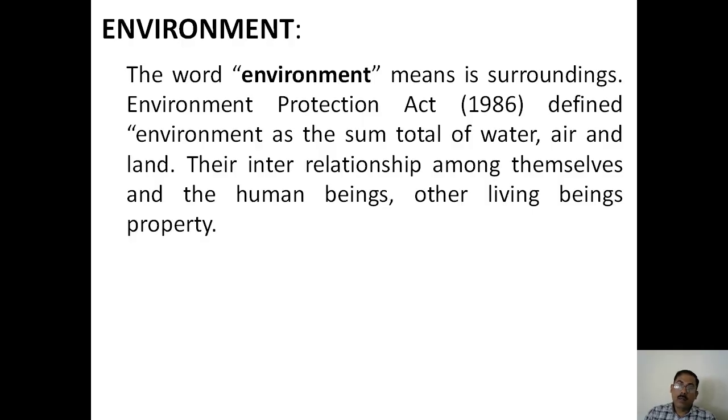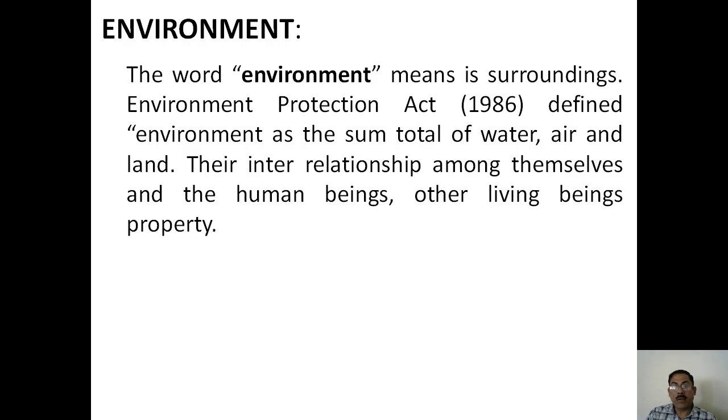You know, the environment is a very well known, very popular name in the world, and we are very much aware of this terminology. But due to our busy schedule, we are degrading and disturbing our environment through different activities. So here a question arises: what is the meaning of environment?